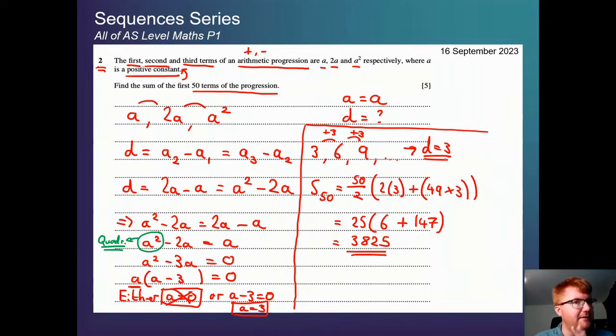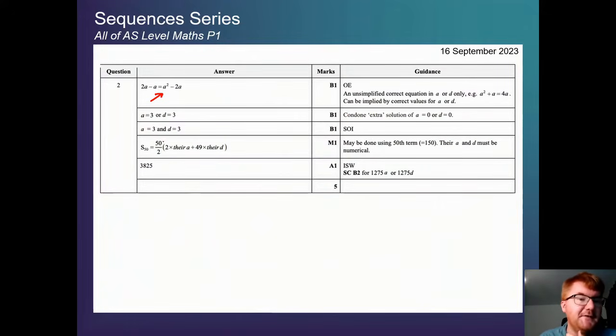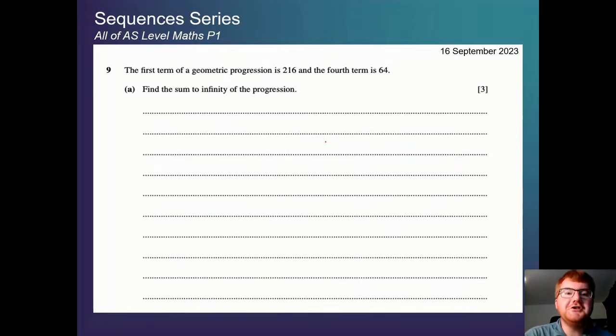Just to make sure we're getting that third mark there. So I didn't do this. Then we use the S50 formula and then pop this in to get 3,825. Okay, and on to question 9. So a little bit more of a tough question.